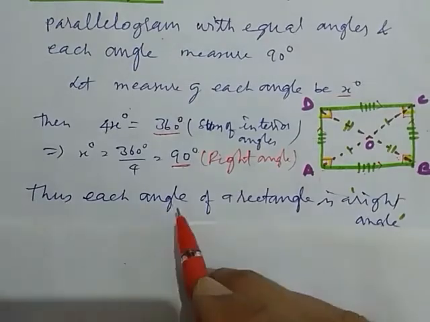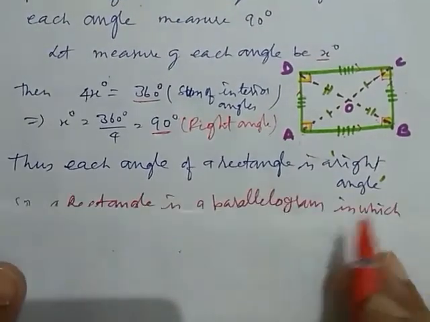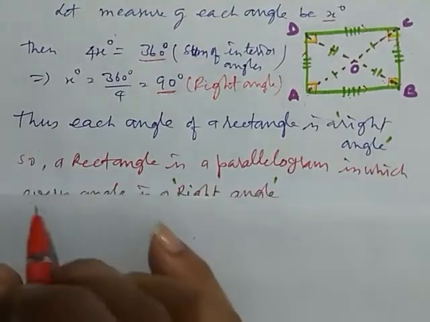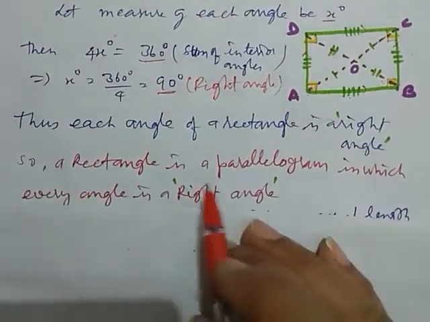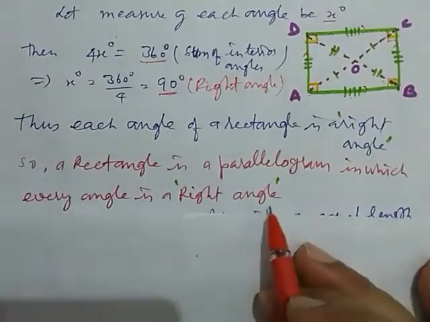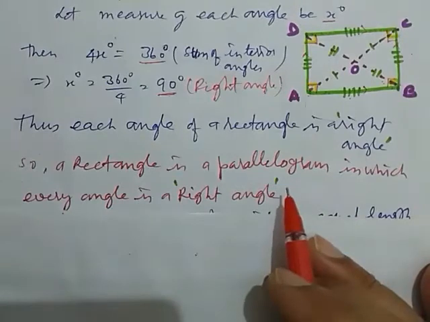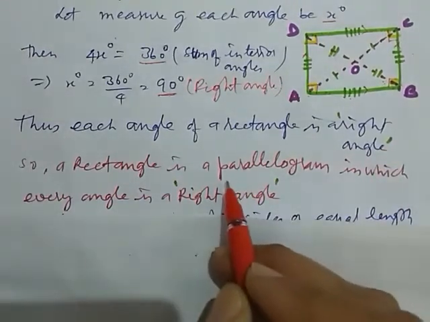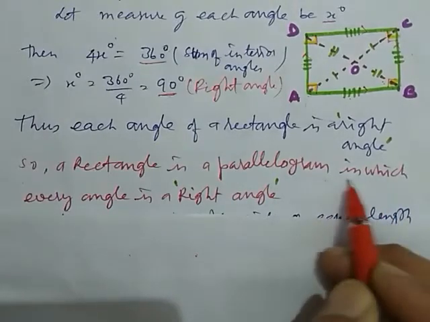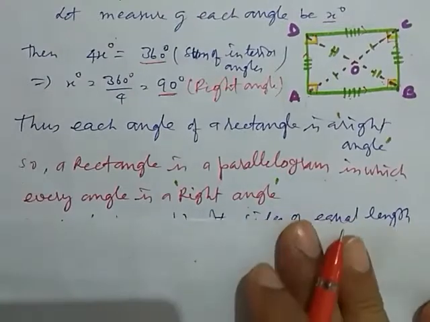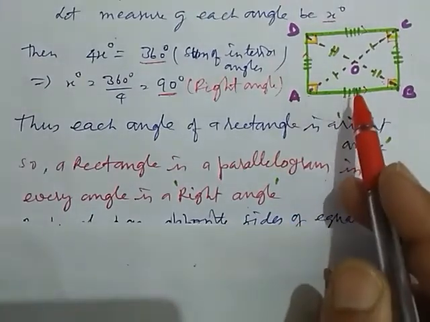Thus each angle of a rectangle is a right angle. Now we have another conclusion. A rectangle is a parallelogram in which every angle is a right angle. What is our conclusion? The rectangle is a special parallelogram in which every angle is a right angle. This is a special characteristic of a rectangle.